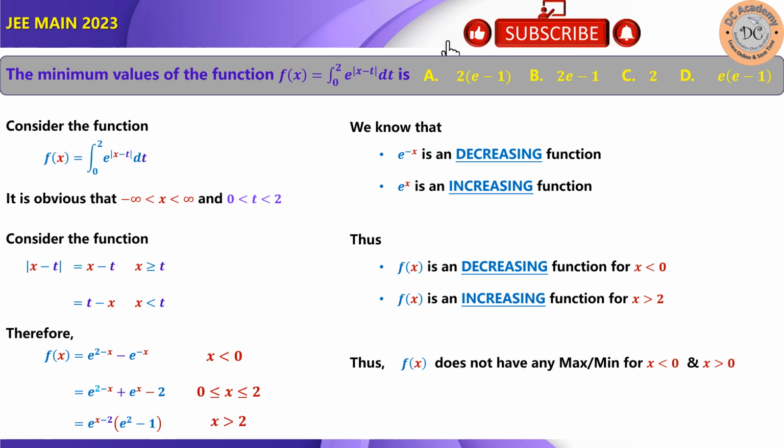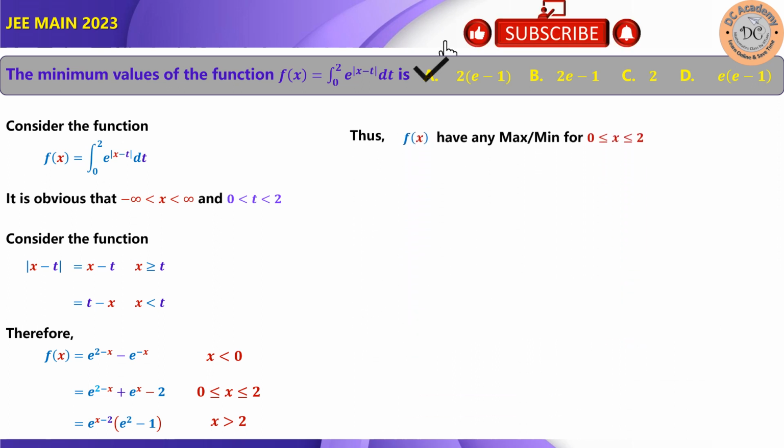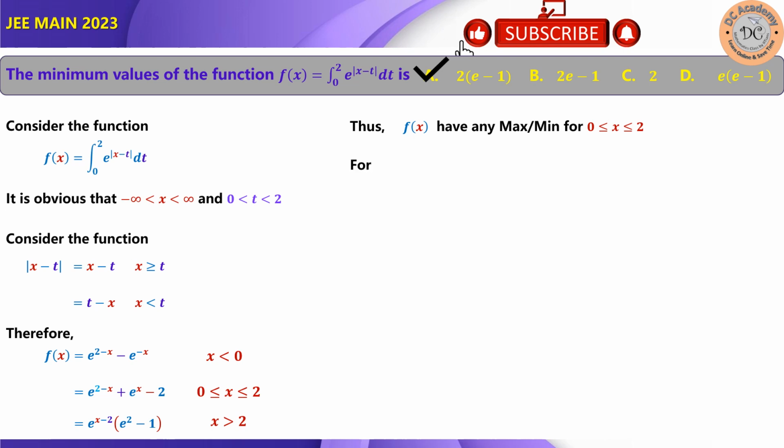So therefore we understand that the maximum or minimum of f(x), if it exists, will only be in the interval 0 to 2. Let's go ahead. So for x from 0 to 2, in between, we consider f(x).